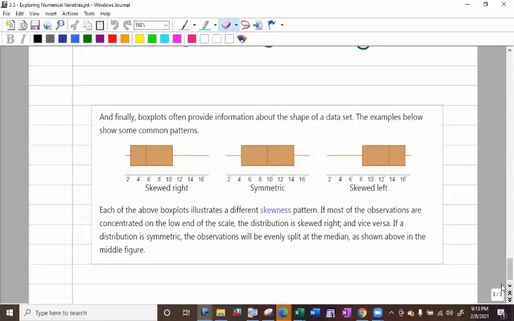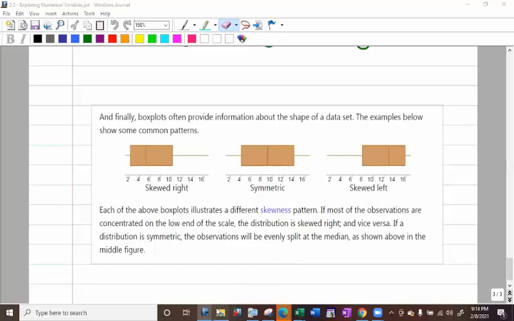So if your box is heavier to the left, smaller numbers, like we talked about before, that means a shape like this first one, you're heavier on the left, so it'd be skewed right. This one's pretty symmetric looking, and that one's heavier on the right side with a longer whisker this way, so that's skewed left. So okay, that finishes this section.